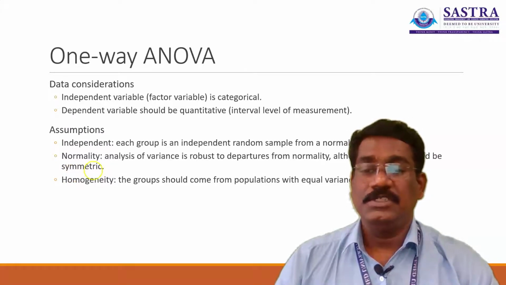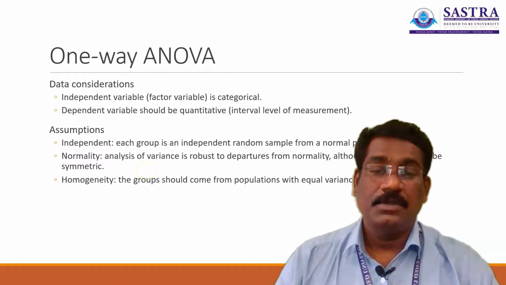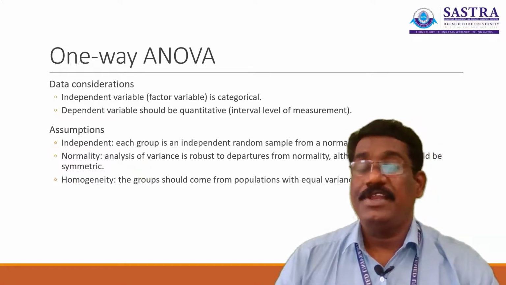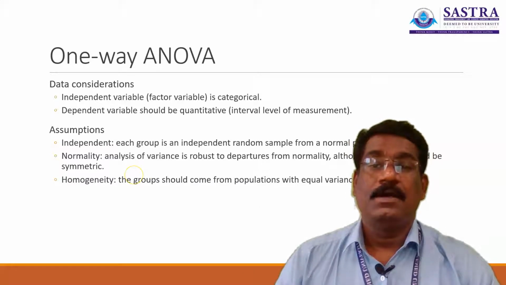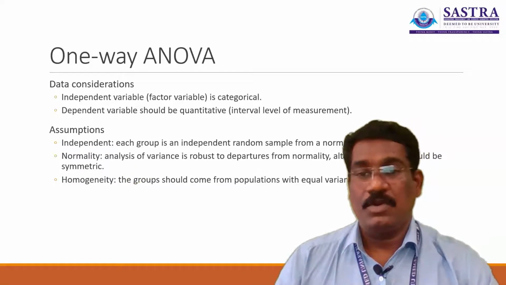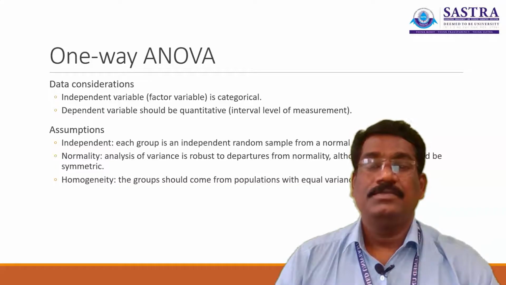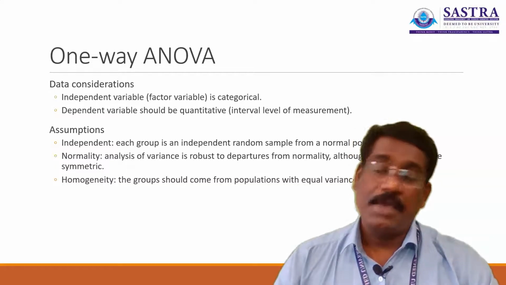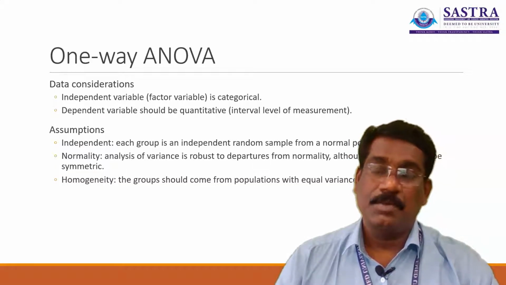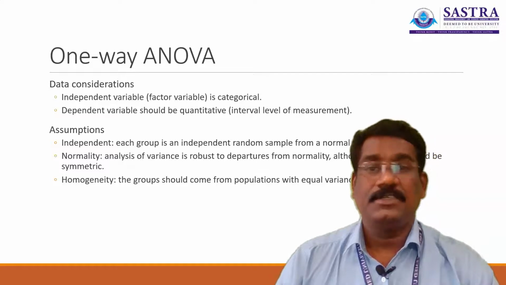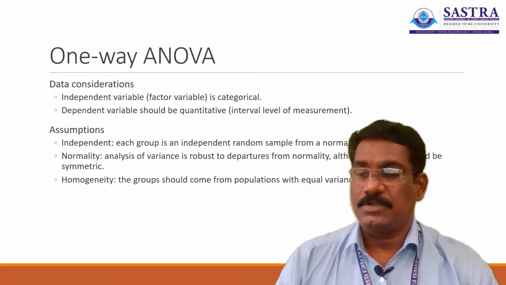Next one, homogeneity. The groups should come from populations with equal variance. That's the condition we need to fulfill in order to execute one-way ANOVA. Okay. So now I am going to clearly demonstrate the application of one-way ANOVA using SPSS software.